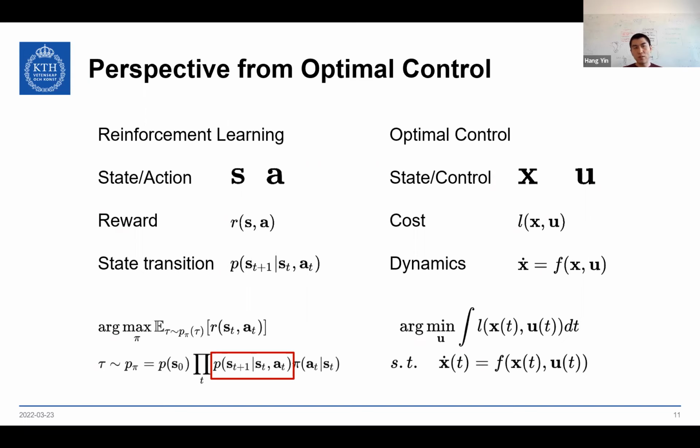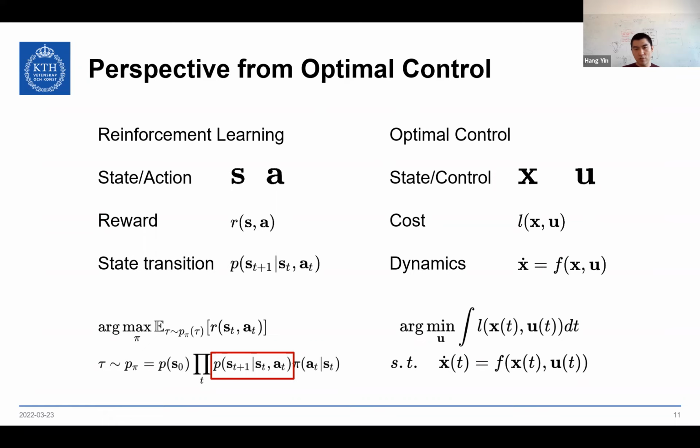So basically, in reinforcement learning you call it state and action, but in optimal control it's state and control. You probably use different alphabetical letters to represent that. And in reinforcement learning you try to maximize some reward, but in optimal control you try to minimize some kind of cost. But it can basically be correlated with a negative sign, right?